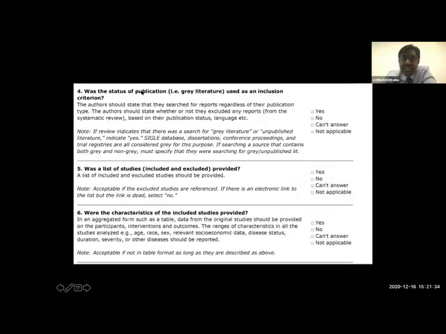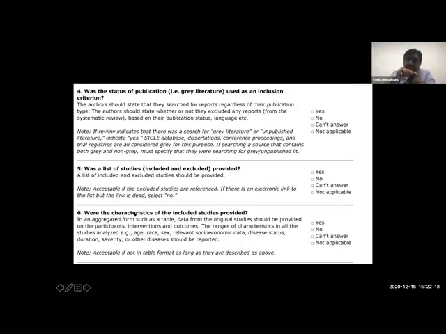Next is, was the status of publication used as an inclusion criterion? It means gray literature. Unpublished literature also has to be involved, so that also has to be clearly captured. Then, was a list of studies included and excluded provided? As you remember, I mentioned while doing the flowchart, you have to write the reason for exclusion of your studies. Same way, inclusion is very clear cut: what are all the included studies, you will be giving a reference there. In case that particular paper has not mentioned that, you have to give a score of no.